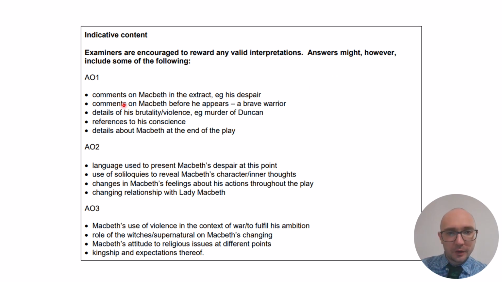We've got some things, so we need to have comments on Macbeth in the extract. That is a non-negotiable, and comments on Macbeth in other parts of the play, before he appears, at the end of the play, for example. You need those because it does speak about that in the second bullet point.